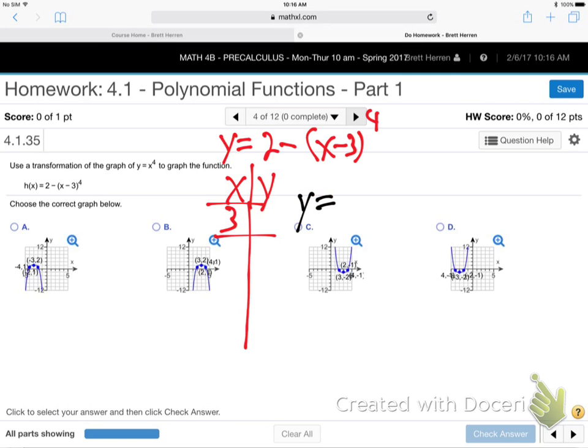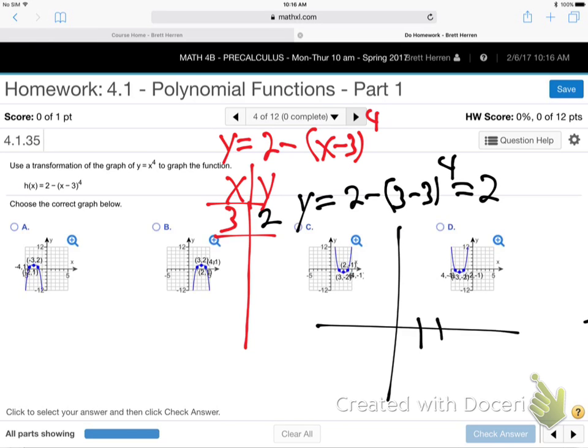So y equals 2 minus 3 minus 3 to the 4th. But just 2, huh? Over 3, up 2. So that's the new center. It's great the way we can just snap right away. We get that new center, huh? So over 3, 1, 2, 3, up 2, boom. There's the new center of the U shape. Over 3, up 2. Good.